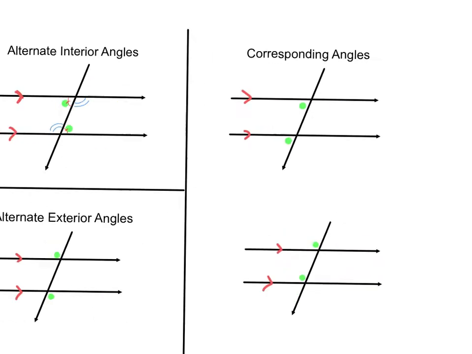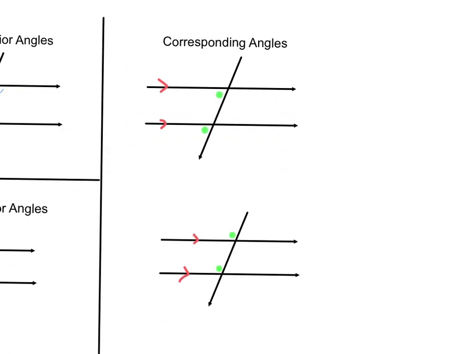The second angle pair relationship I want to look at is corresponding angles. Corresponding angles are angles that are in the same position in relation to the transversal and the parallel lines. So in this first example of corresponding angles, they're in the lower left-hand quadrant where the transversal and the parallel lines intersect. So they are below the line and to the left of the transversal. In this second example here, they are above the parallel line, but still to the left of the transversal. When lines are parallel, corresponding angles are congruent or have the same measure.